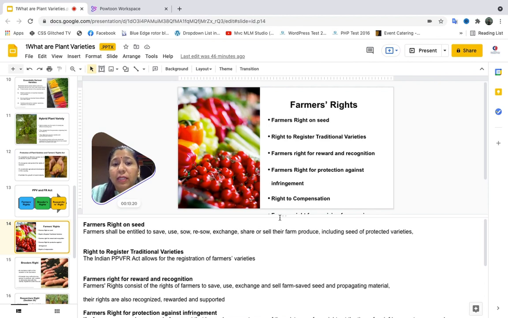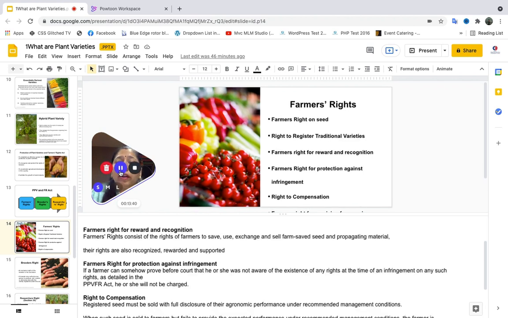Now, the second right is the right to register traditional varieties. The Indian PPVFR Act allows a farmer to go and register their variety on their own. The third right is the farmers' right for reward and recognition. Now, this consists of the right of a farmer to save, use, exchange, and sell farm-saved seeds and propagating material. For this, they are recognized, rewarded, and also supported by the government to enhance productivity.